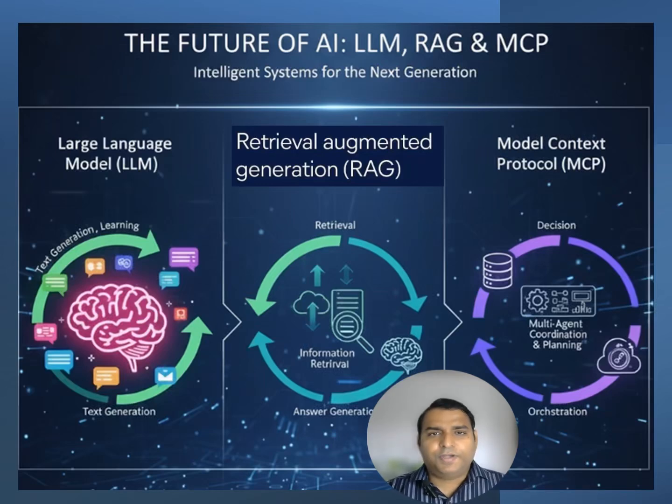Welcome to the second part of our three-part video series on LLM, RAG, and MCP. Three powerful techniques that are modernizing the way we build robust AI systems. In this series, we'll explore how these technologies work individually and together to create intelligent, scalable, and context-aware solutions.